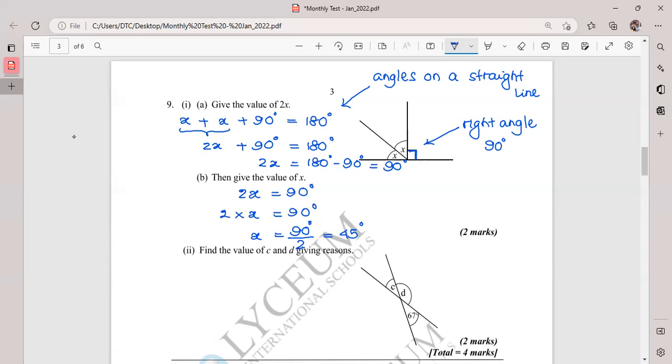With this equation, you want to find the value of x. 2x is equal to 90. What do you mean by 2x, children? 2 times x, right?